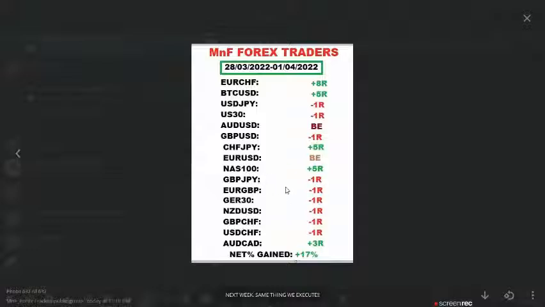Beautiful trade. And then GBP JPY loss, Euro JPY loss, I mean Euro GBP loss, German 30 loss, NZD USD loss, GBP Swiss loss, USD Swiss loss, and the AUD CAD 3R. So if you do your math, you're going to come up 17% in profit, a 17% net percentage gain. Like that's massive.